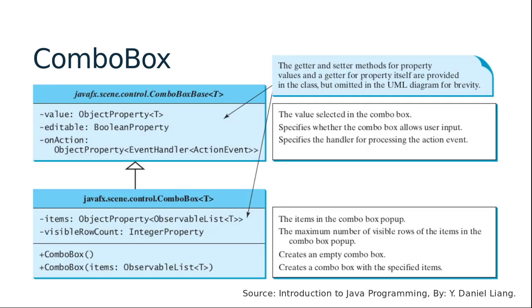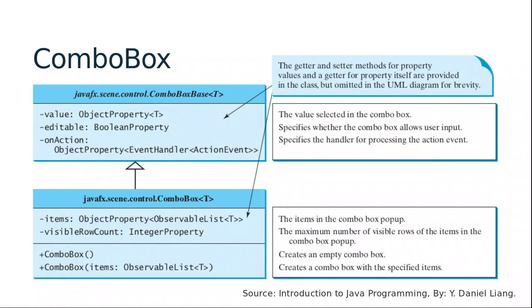This is the class structure. ComboBox is a generic class, so it has angular brackets and then T, where T is the particular data type that we want to define. It has an items property, which is the list of observable things. It has another property, visibleRowCount, which defines the maximum number of visible rows for the combo box pop-up. When the pop-up generates, that many options will be displayed, and the rest will be covered by the scroll bar.